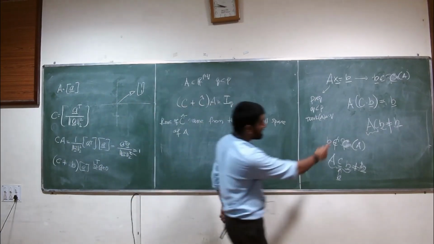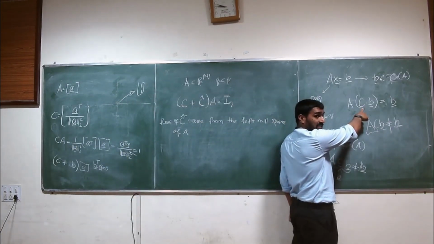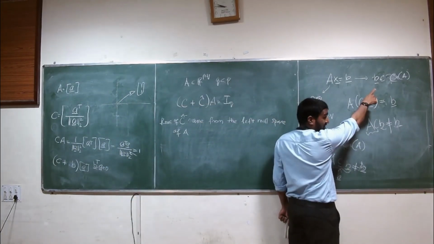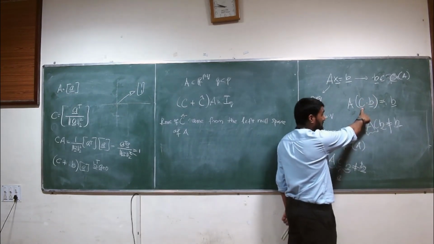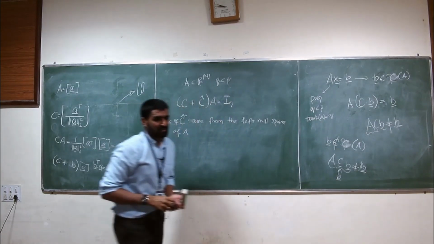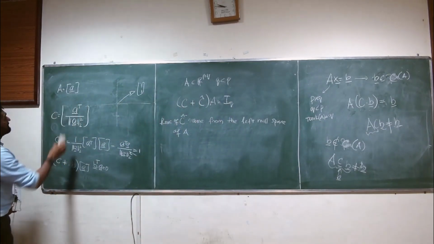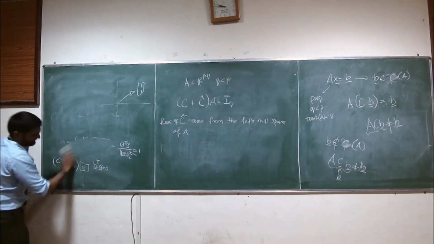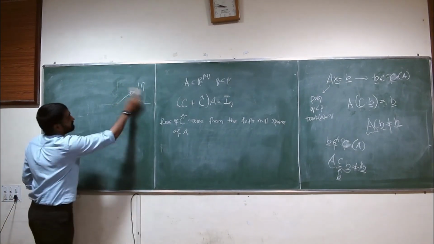But the interesting bit is there are infinitely many C matrices. If B lies in the span of A, it doesn't matter what left inverse you choose. If you multiply C by B, you solve this equation. That's all I wanted to say about left inverses.